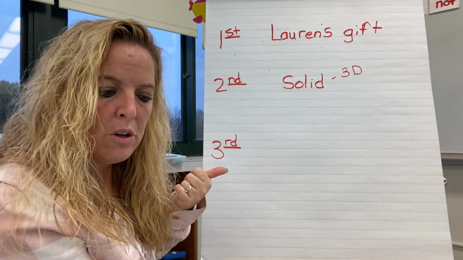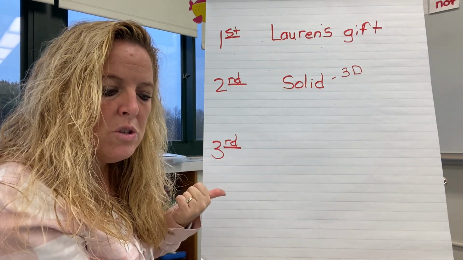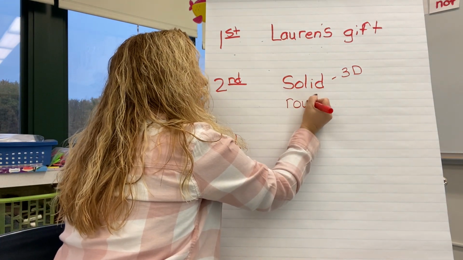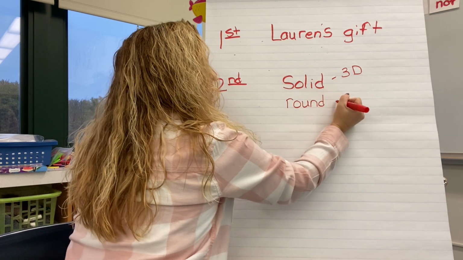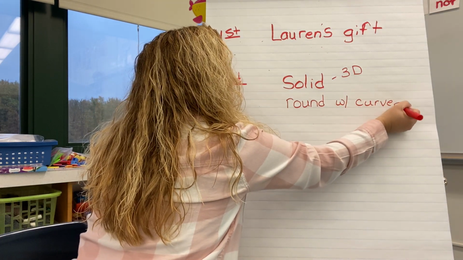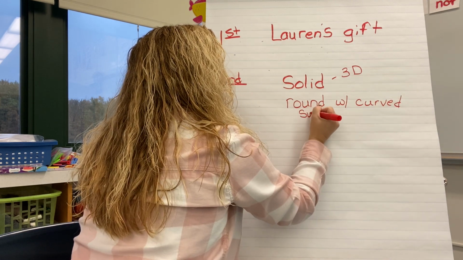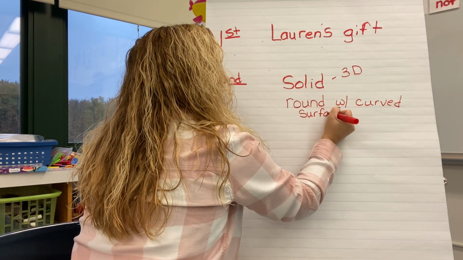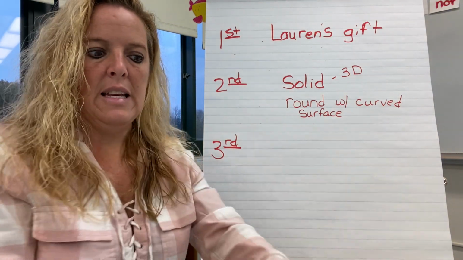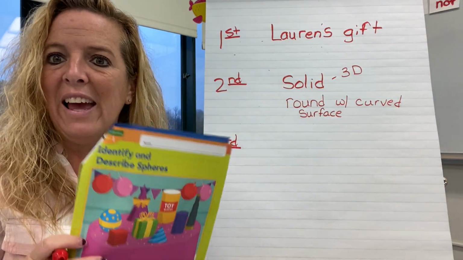But they gave us another clue. They said it's round with a curved surface. So round, okay, with curved surface. Okay. And then the question they want us to find is, what present did she get?